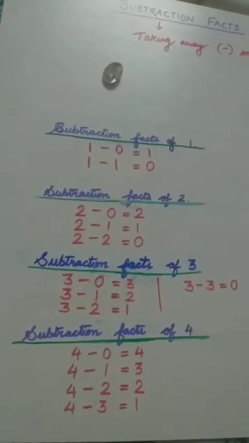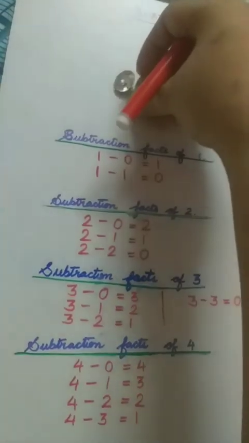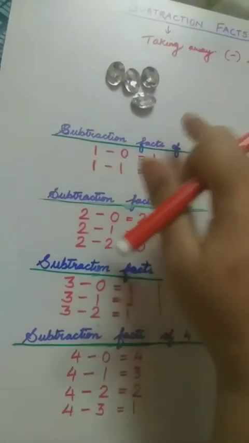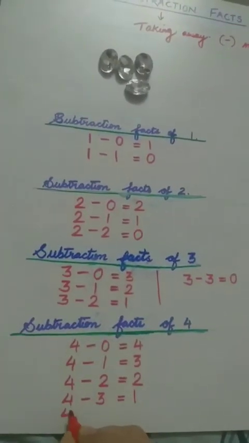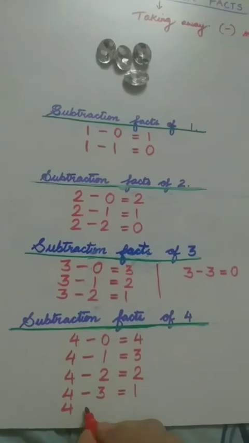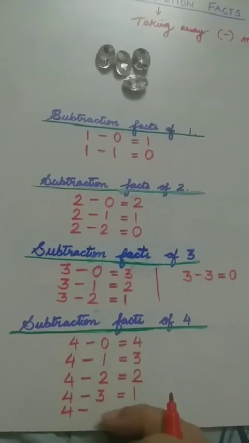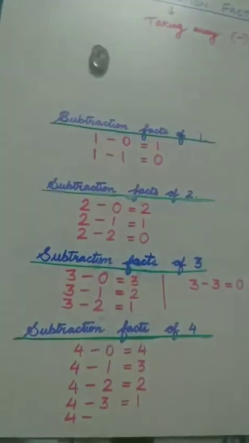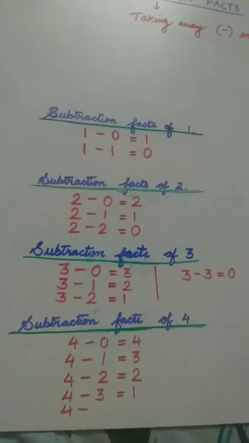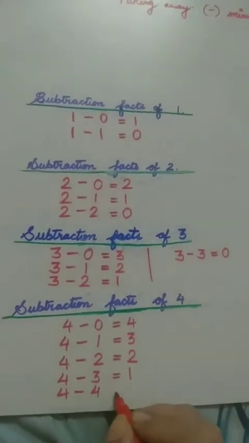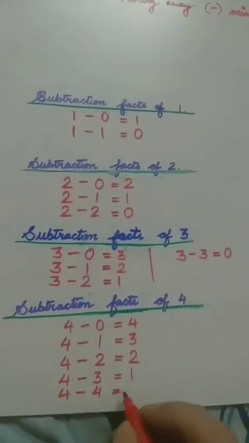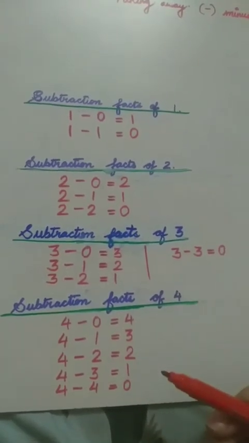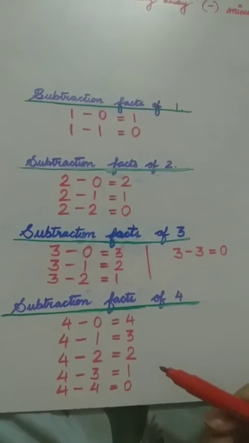Now we have one more subtraction fact left. So for that we need again 4 buttons. So we have 4 buttons. So 4 minus, now we are going to remove all the 4. 4 minus 4. So 4 minus 4 is equal to 0. So we finished with our subtraction facts of 4.